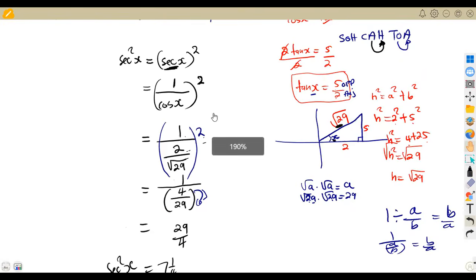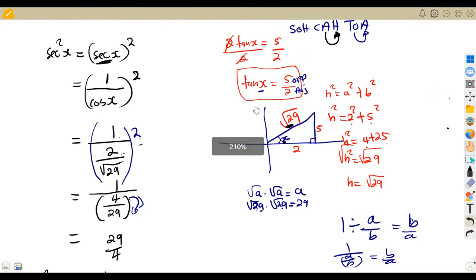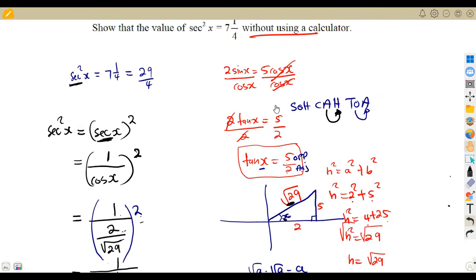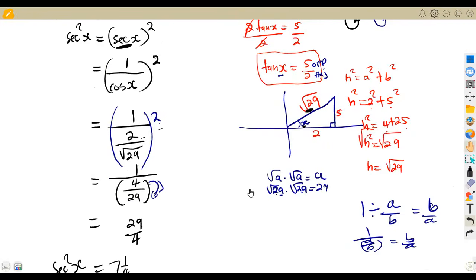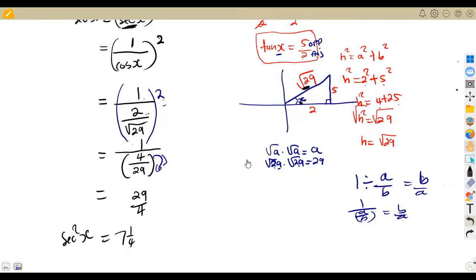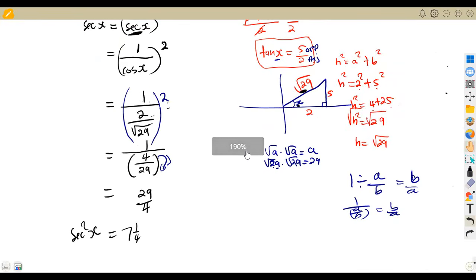So let us revise as many questions as we can on our trigonometry, working with the introduction. If you didn't watch the video on the introduction, make sure that you watch that video so that you'll be able to understand some of these techniques that we are applying. They are being taken from the introduction video.